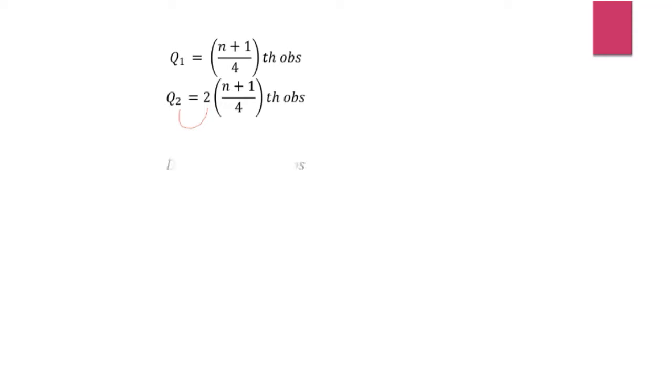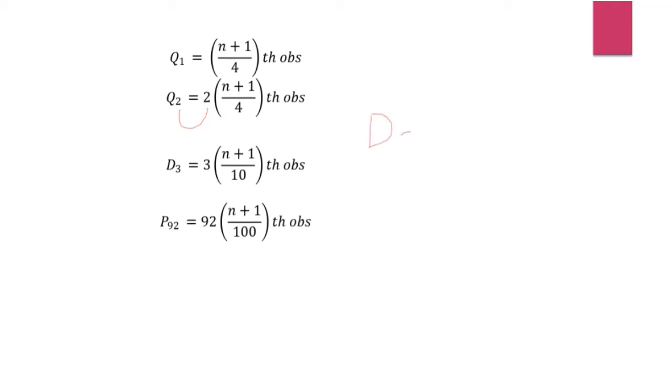Let's suppose you have to find out the formula of D3. Now D3 means 3 multiplied by (n plus 1), that is constant, divided by 10, because decile divides the data into 10 equal parts. Now P92: 92 multiplied by (n plus 1) divided by 100 observation, because percentile divides the data into 100 equal parts. Let's suppose you have to generate the formula of D7. So it will be 7 into (n plus 1) upon 10 observation.